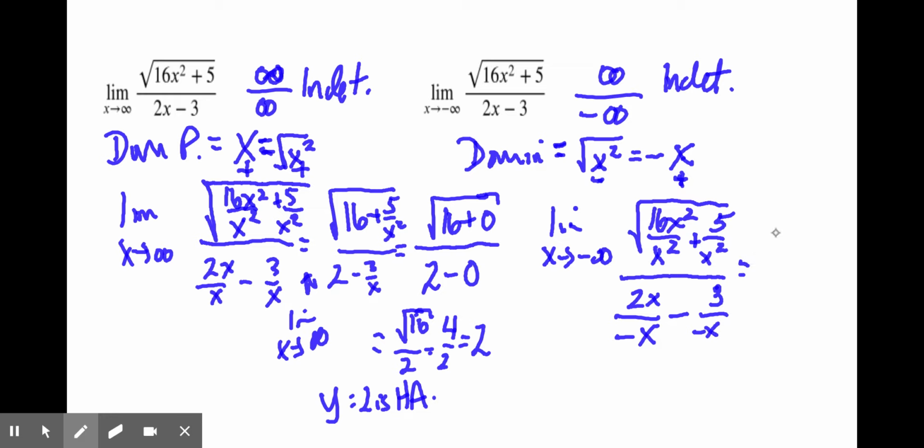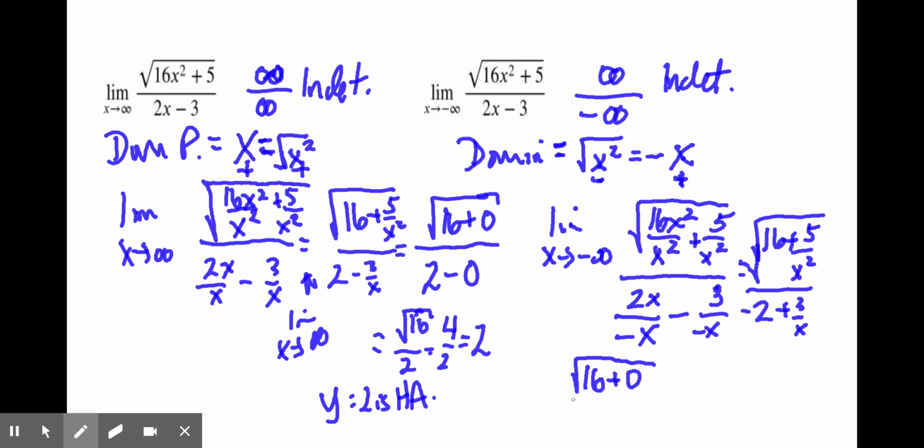I can clean this up a little bit. But look what we come out with. We get the square root of 16 plus 5 over x squared, the whole thing's in the square root there, over negative 2 plus 3 over x. All right, so now the limit as x goes to negative infinity. In the numerator, I have the square root of 16 plus 5 over something really big is really small, goes to 0. Underneath, negative 2. 3 over something really big is really small, goes to 0. So I have the square root of 16 over negative 2, which is 4 over negative 2, which is negative 2. So my answer now is negative 2.